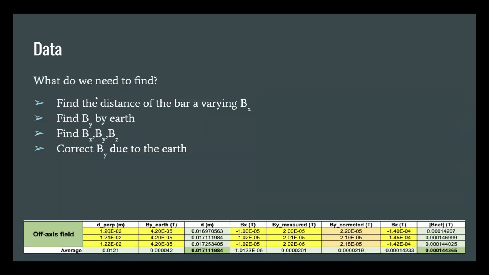So what do we need to find? We need to find the distance of the bar at a varying Bx, find By by Earth, and find Bx, By, Bz. And then down here in the data, you can see that we corrected By due to the magnetic field of the Earth.